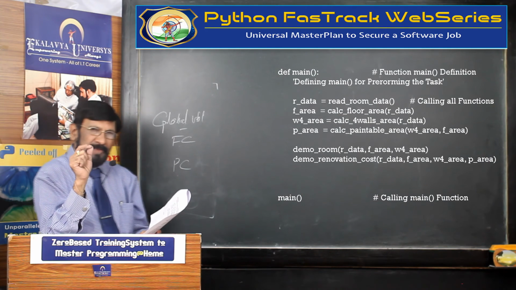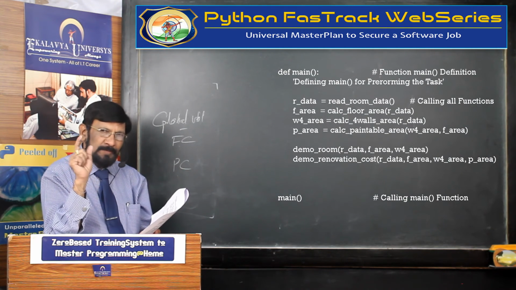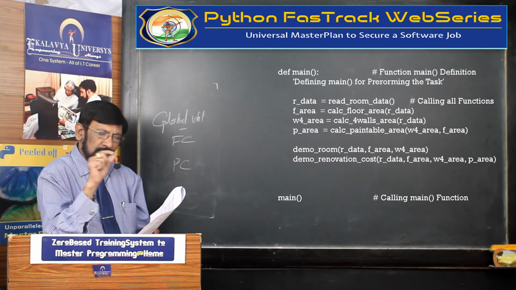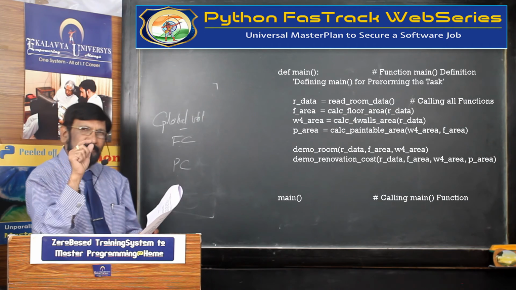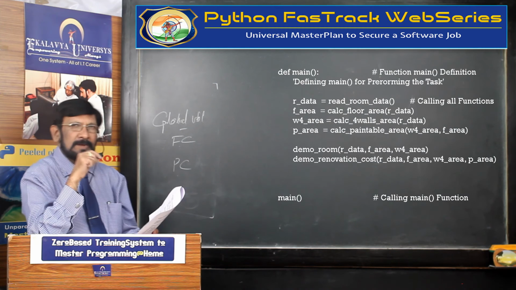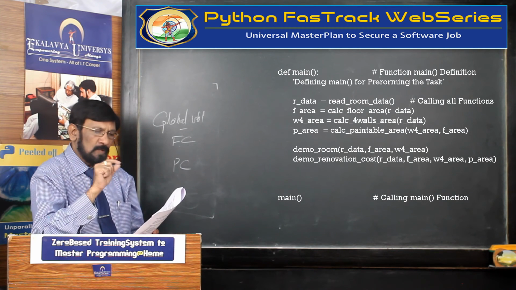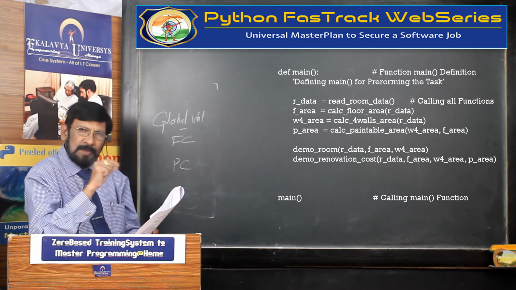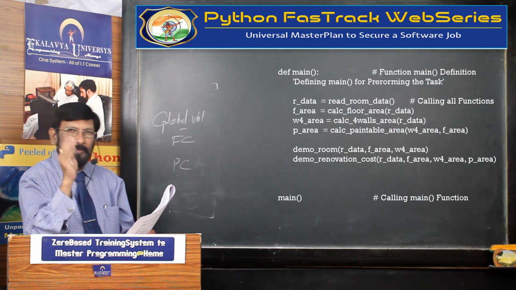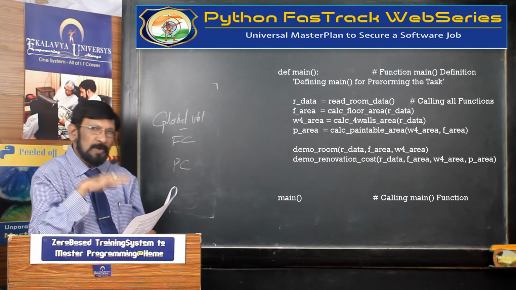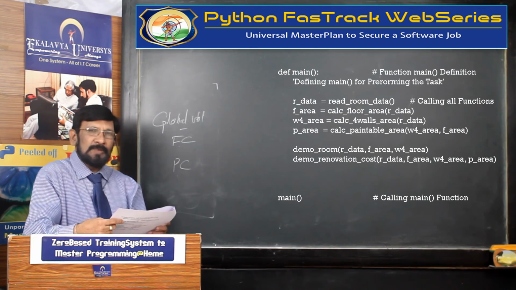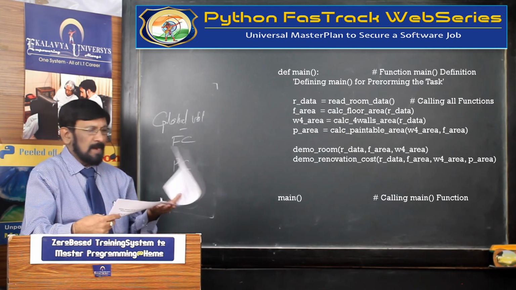Only one thing is, the storing variables I am giving short names. That is the convention. If you want to give complete names like room data, you can, but conventionally short names are used. So R data, like that. Whatever conventions are there, we must give respect to them, and we have to adapt them in our programs. Thereafter, we are calling main. Ultimately, we are getting the result.